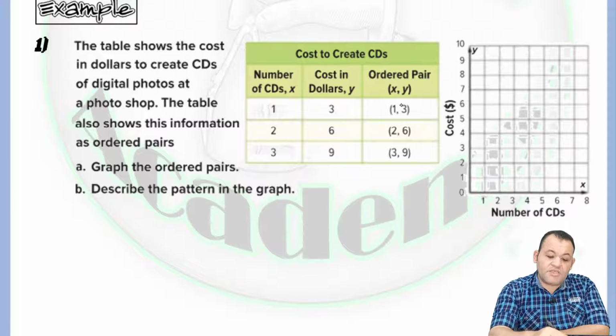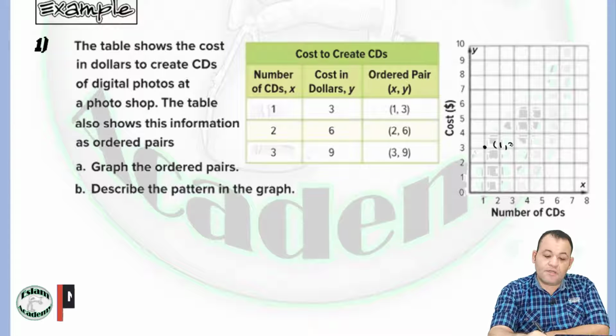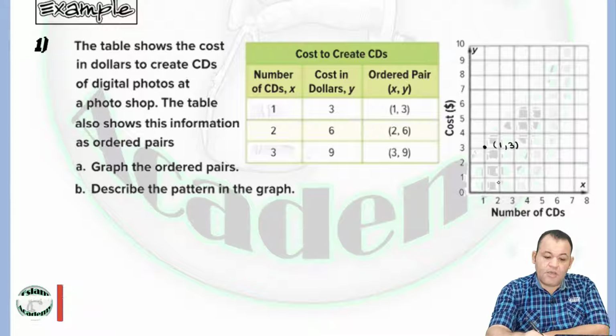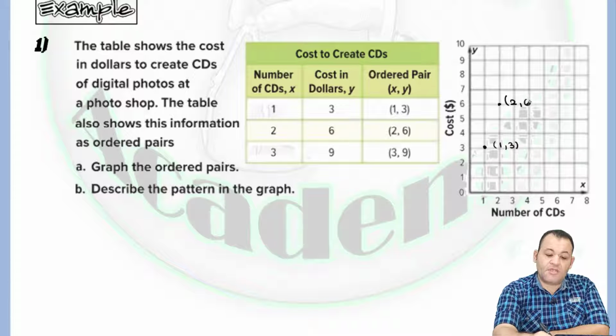So how can we represent 1 and 3? The 1 represents the number of CDs. It means we are moving 1 unit along the number of CDs, then going up 3 units for the cost. So that is the place of the first point, which represents 1 and 3. Now the second point, which is 2 and 6. I will move 2 on the number of CDs, then go up 6 for the price. So that's how we can represent the point.